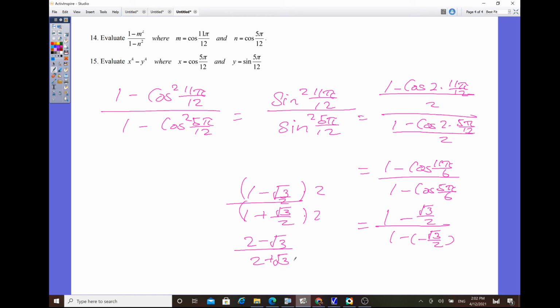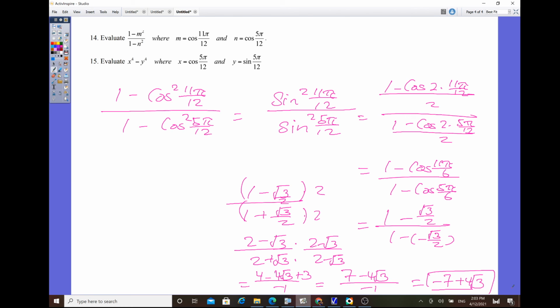And then rationalize it. Multiply top and the bottom by 2 minus root 3. So we do end up with 2 minus 3, which is negative 1. And then numerator, expand it. So 4 minus 2 root 3 times 2, 4 root 3, and then plus 3. So the top part right there, we got 7 minus 4 root 3 over negative 1. So it's negative 7 plus 4 root 3. Okay, so using that, the power reducing formula.